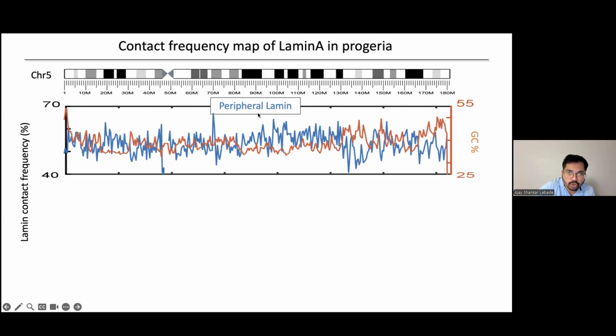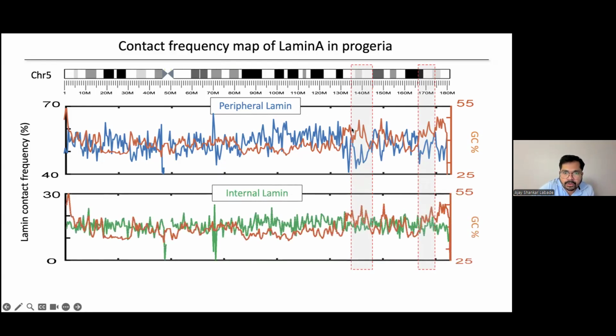In the blue, you are seeing the contact frequency with the peripheral lamin. And we also plotted the GC content of that particular bin. Why GC content? Because GC content depicts the activity. The higher the GC content, the more active the chromatin is. So what you can see here, for example, in this region, is higher GC content, more active chromatin, and less contact frequency with lamin. That means this chromatin is not contacting the lamin, that is, the peripheral lamin.